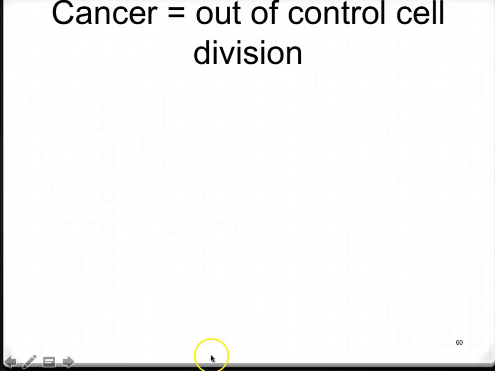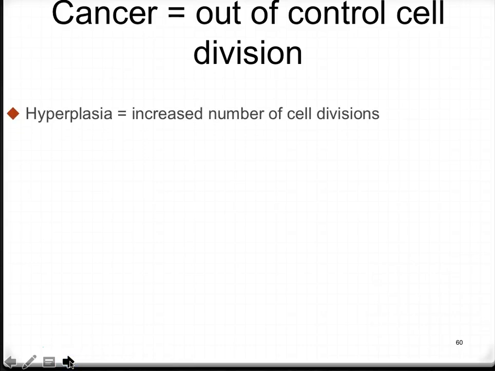Cancer is simply out of control cell division. Well, not simply. It's a big problem, but that's basically what it is. It's just cells not being able to regulate their division properly. Okay? So they exhibit something called hyperplasia, so the number of cell divisions is increased. So they're dividing sometimes too rapidly.